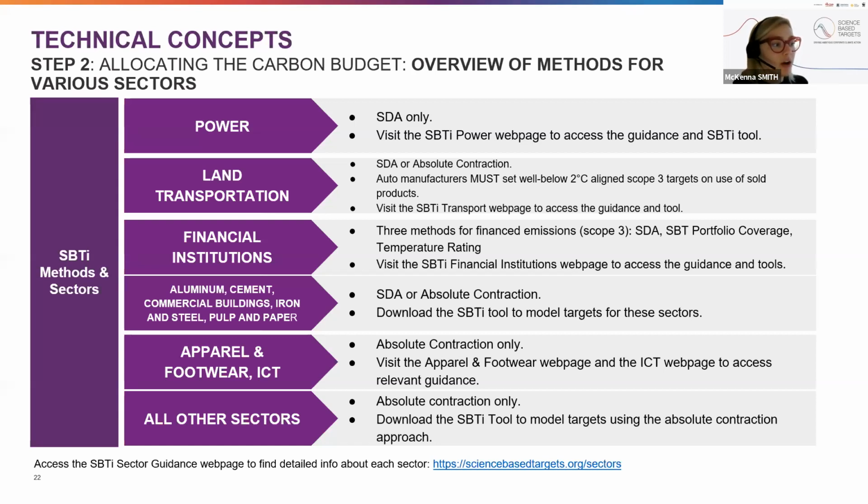So next we have apparel and footwear and ICT. So again, these sectors don't have SDA pathways. So the absolute contraction method is the only method available for these sectors.